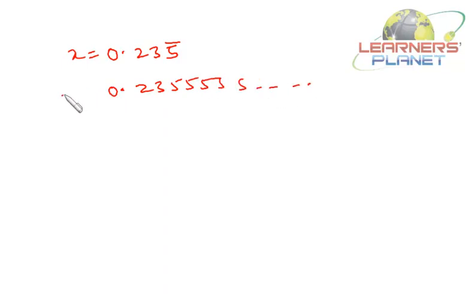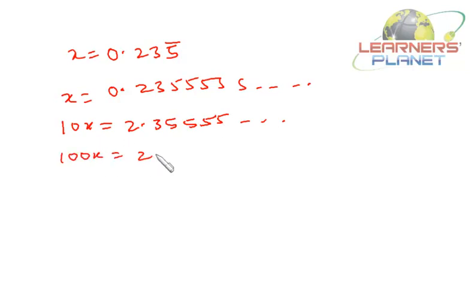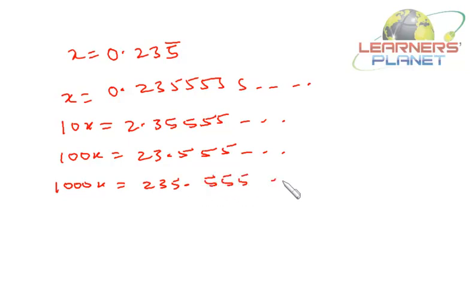Now suppose I have a number x is equal to 0.235, but this time the bar is only on 5. So this number will be 0.235555. Okay, let it be x. Now what will 10x be? 10x is 2.35555. 100x will be 23.555. 1000x will be 235.55. Okay, still I'm not getting the sequence.